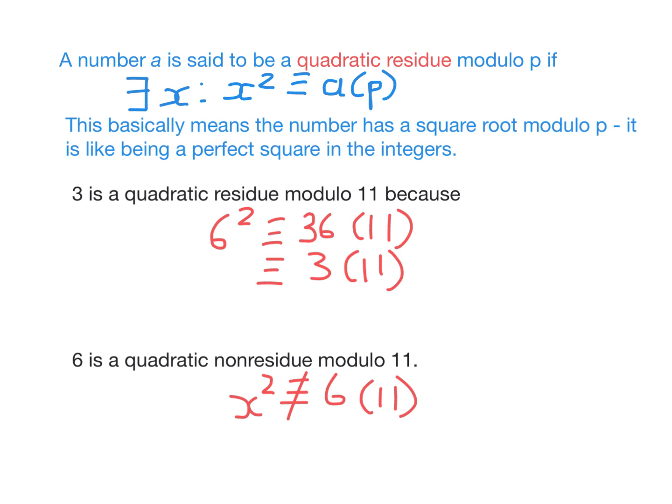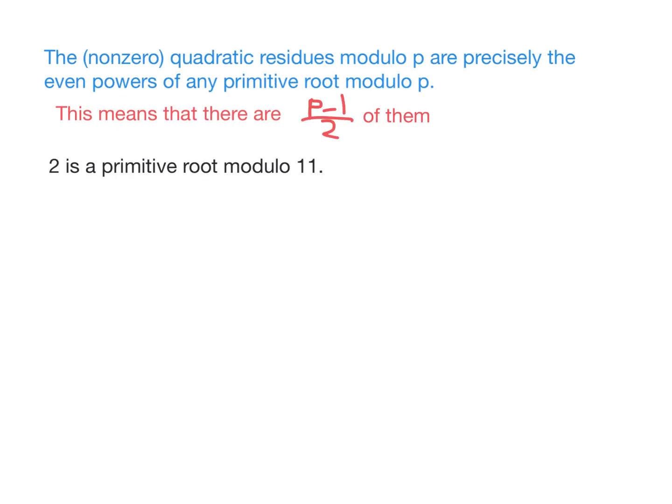Okay, let's look at how we actually find which numbers are quadratic residues modulo p. It turns out that the quadratic residues can be found by taking the even powers of any primitive root. Doesn't matter which primitive root it is. So 2 is a primitive root modulo 11. So if I tell you that, you can find all the numbers that are perfect squares modulo 11 by taking even powers of 2. So 2 squared is equivalent to 4 mod 11.